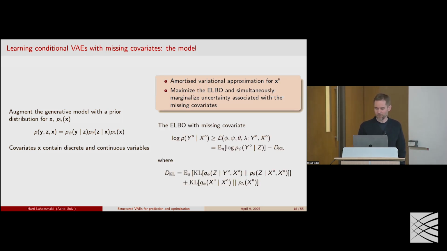And in terms of the ELBO, it leads into this kind of objective where we have the typical reconstruction loss and then the KL divergence. The KL divergence just happens to now have a two-part expression, one for the missing covariates and then one for the latent variables, which involves an additional expectation.